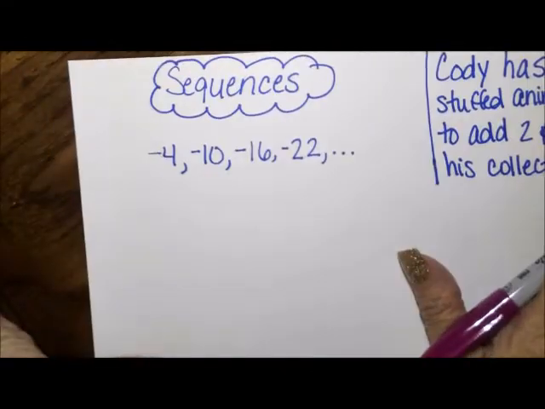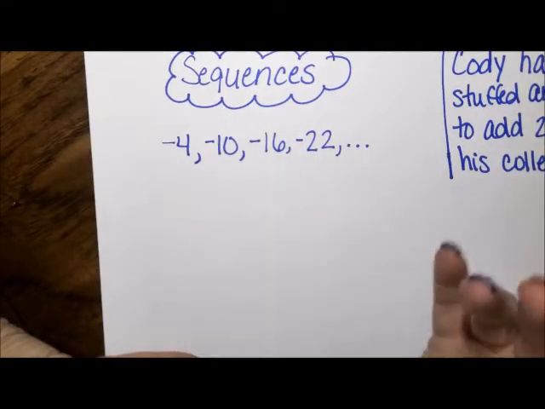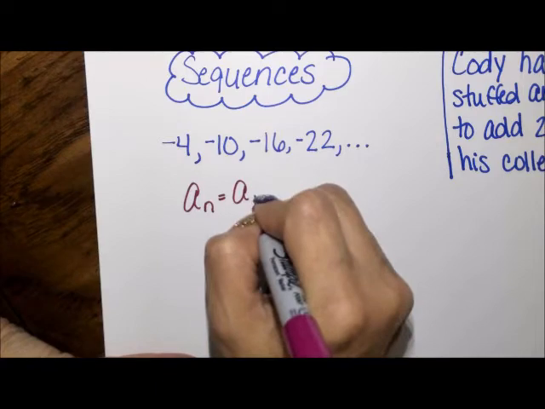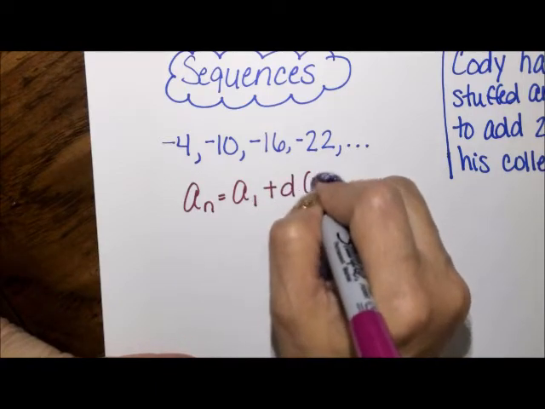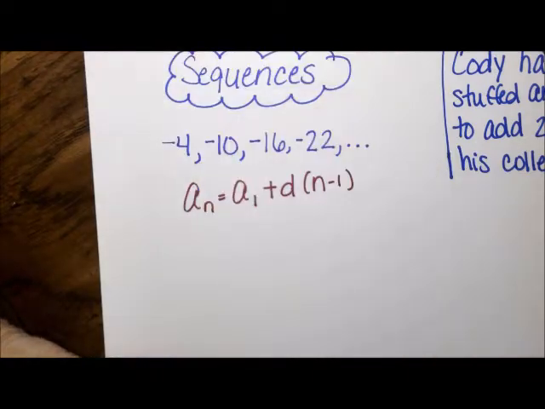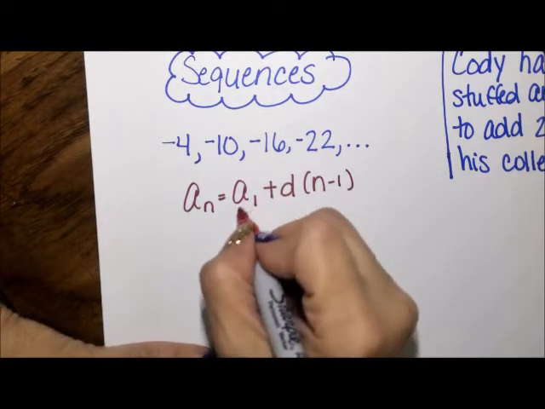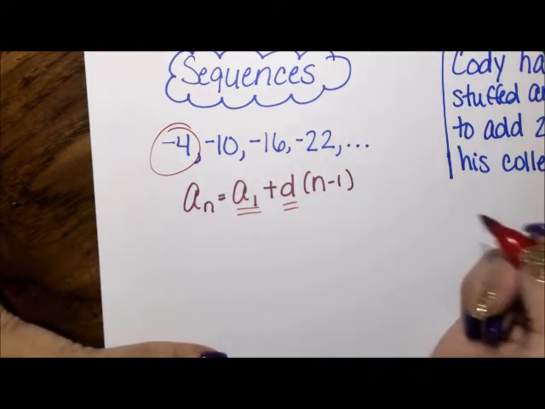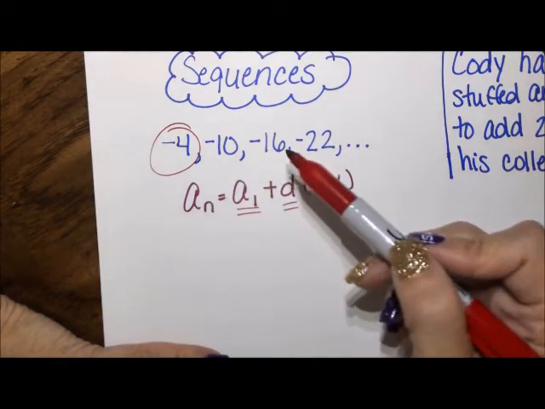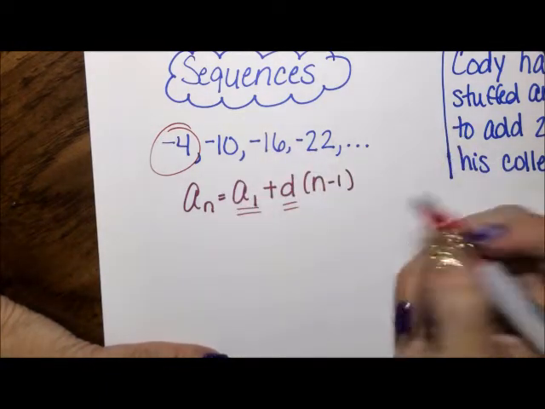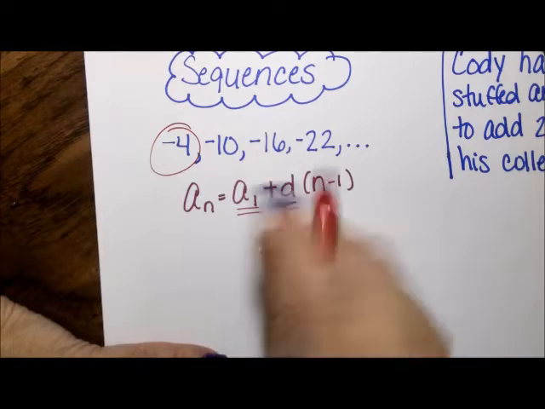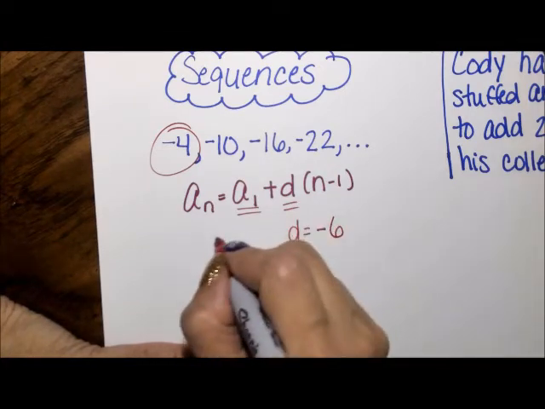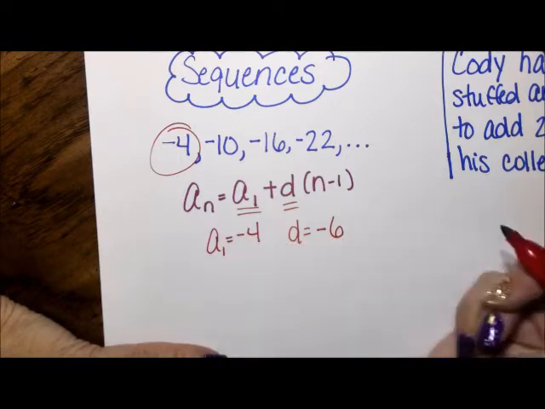Okay, the last thing you have is sequences. I'm going to give you a sequence and I'm going to say write the rule. Well, remember the rule, and I will give it to you if you need it. I'll probably just put it on my board, a sub n equals the first term plus the common difference times n minus 1. All right, so let's remind everybody, what is a sub 1? First term. D is the common difference. Oh, this one's getting smaller. So this one's common difference is negative, and you can see 10 to 16 is easy to see, that's 6. It's going down by 6. The first term is negative 4.